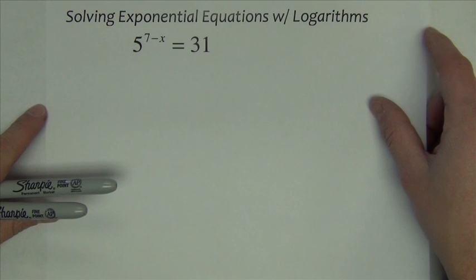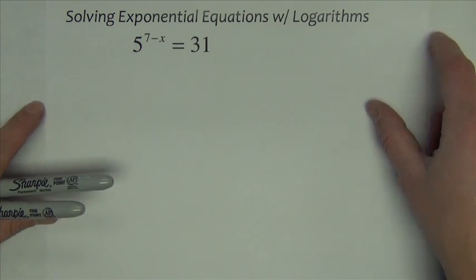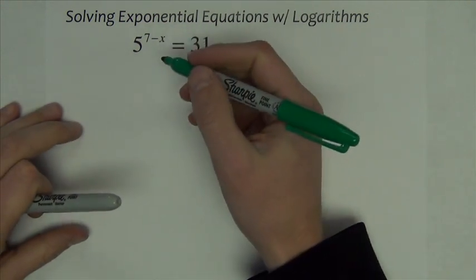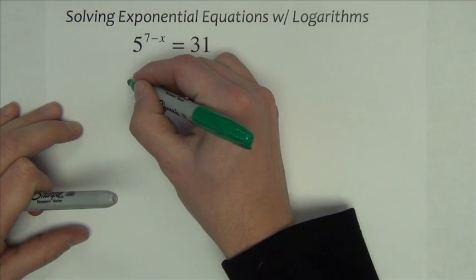Also, you might be saying, what can I do if the bases can't be made to match? So here we see a base of 5 and a base of 31, and 31 is a prime number. I certainly can't write that as 5 raised to a power. So what we're going to do is rewrite this problem by taking a logarithm of both sides.